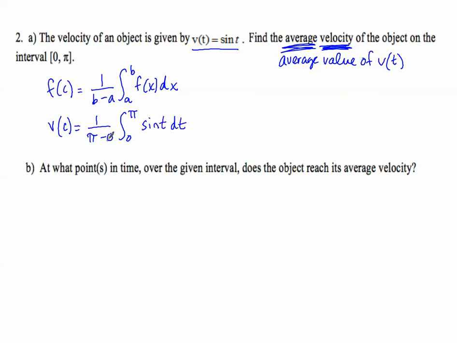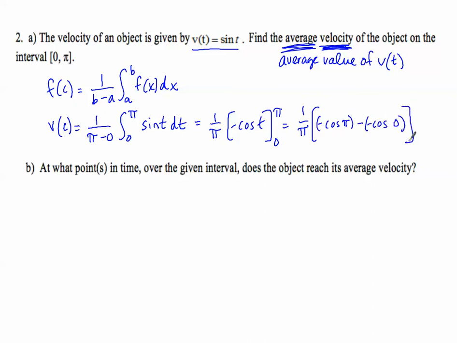Let's evaluate this side, so that gives us 1 over pi. Antiderivative of sine is negative cosine. Put our limits 0 to pi, then plug in upper limit first. So negative cosine of pi minus negative cosine of 0. And we know cosine of pi is -1 and cosine of 0 is 1. So let's see what this simplifies to. The negative 1 is +1 plus 1, so that looks like it's going to be 2 over pi. There's our average velocity.